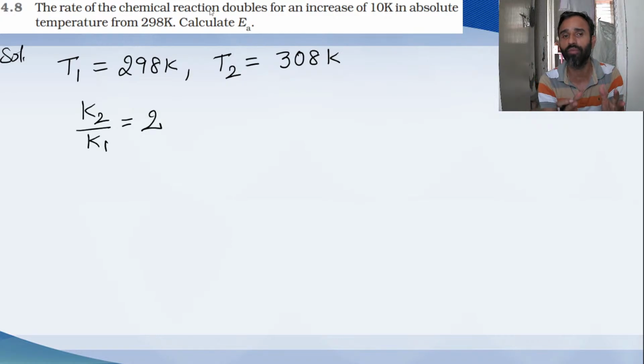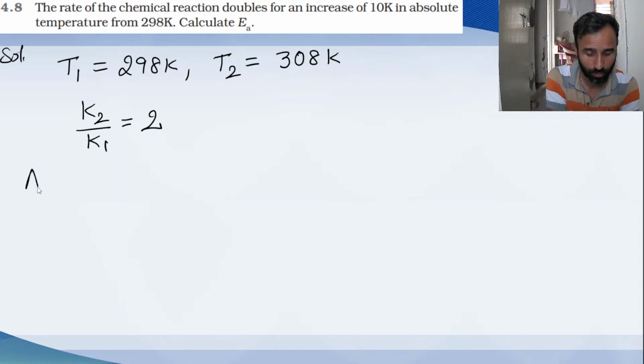From this statement we extract these things. T1 is given as 298, and there is an increase of 10 Kelvin. So T2 is 308, and when this temperature is increased, the rate of chemical reaction doubles. That means K2 by K1 is equal to 2.